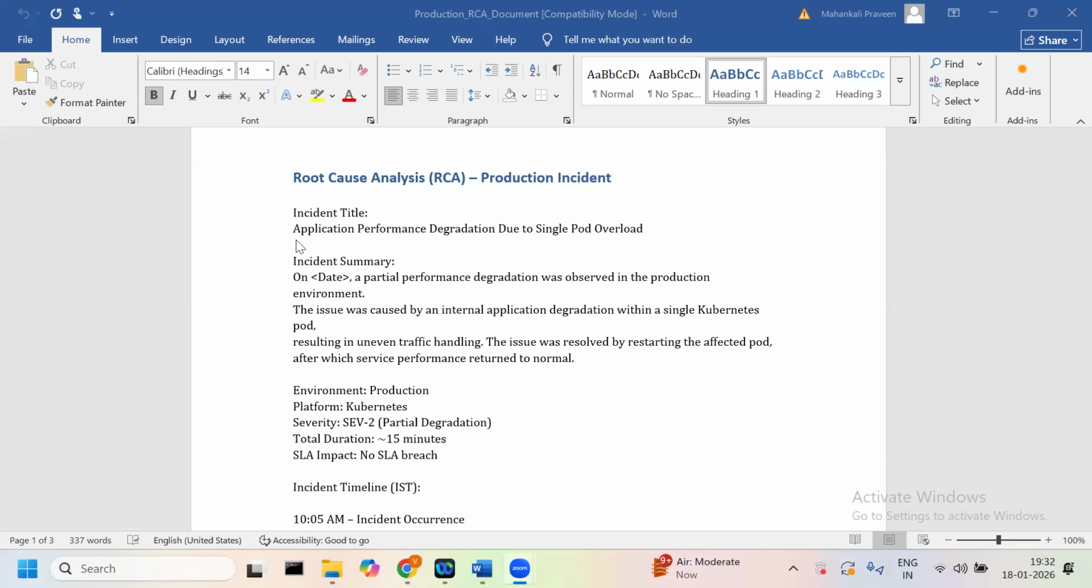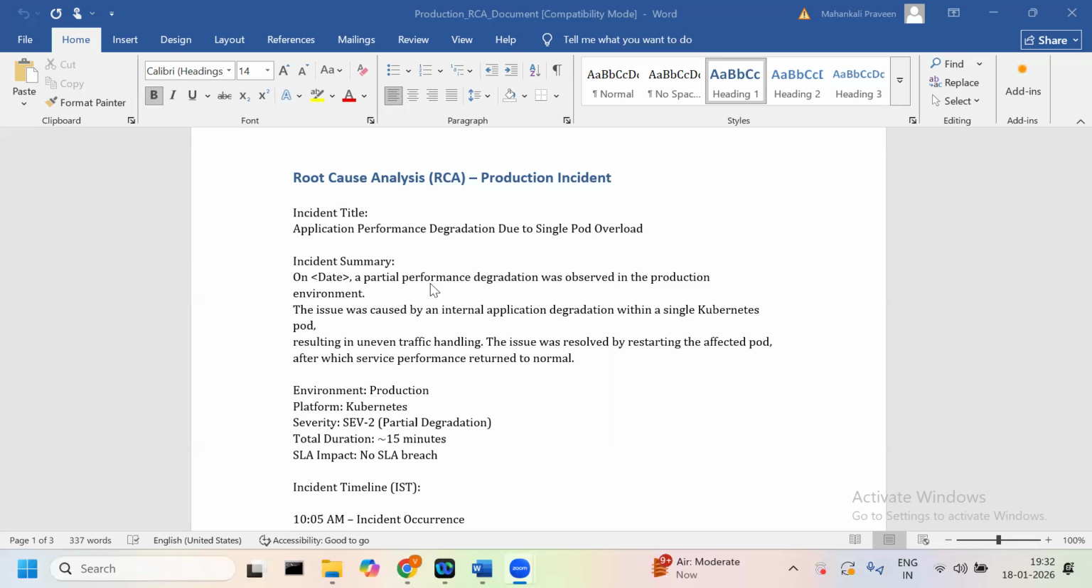So I have created a root cause analysis in this document, and I will explain it in detail. This is a root cause analysis in the production environment. After resolving the issue, we have to give the root cause analysis to the customer. We need to explain how it happened, why it happened, how to resolve it, and what preventive action you need to take. So the title is Application Performance Degradation due to Single Pod Overload.